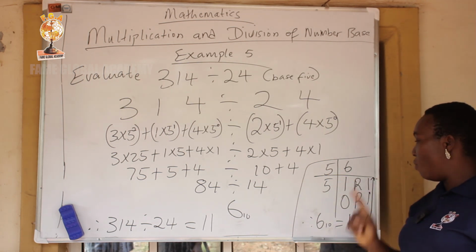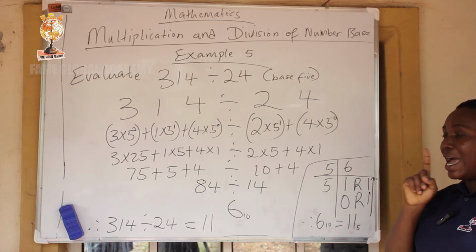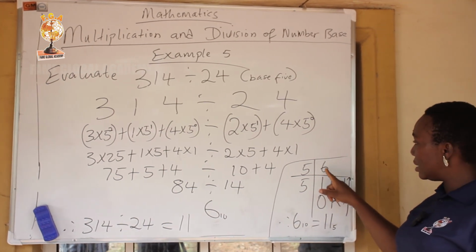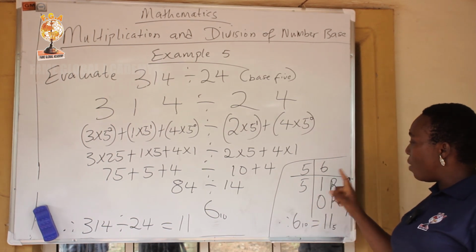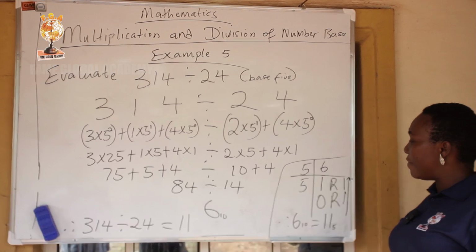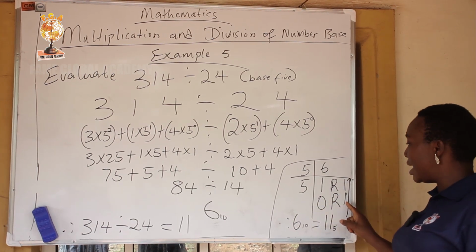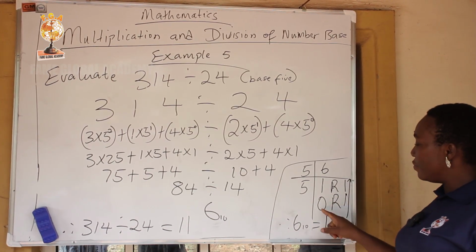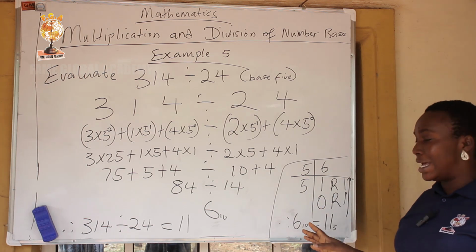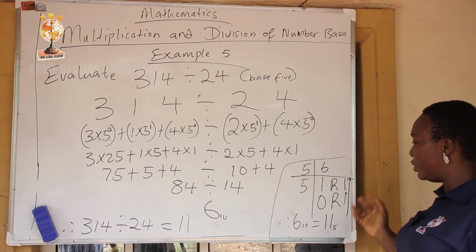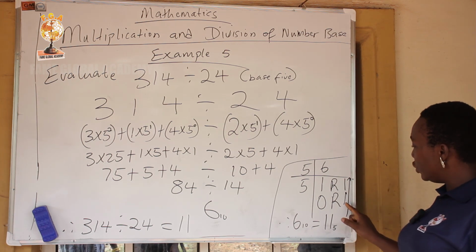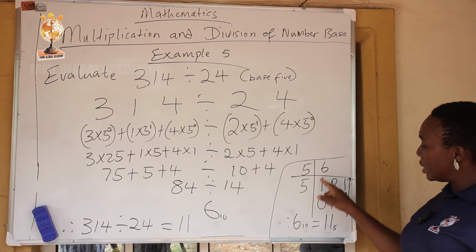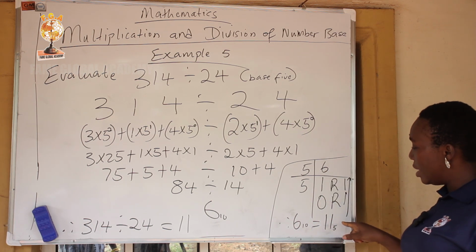1, 1, remainder 1. I always tell you that remainder is your answer, so don't forget to write it. 5 divided by 6 is 1, 1, remainder 1. 5 divided by 1, since 1 is smaller than 5, your answer will be 0, remainder 1. Once you get 0 here, the division has ended, because you can't divide with 0. So you read your answer from down up, which is 1, 1. So therefore, 6 base 10 is equal to 11 base 5.